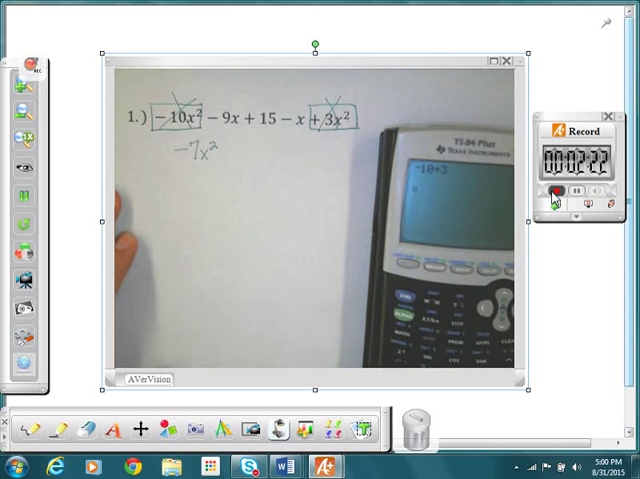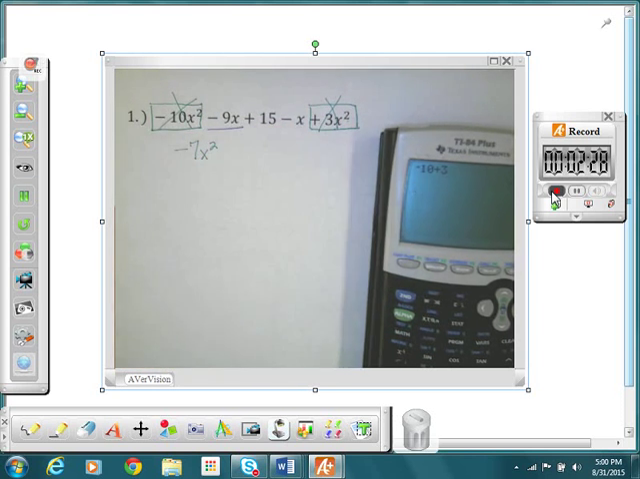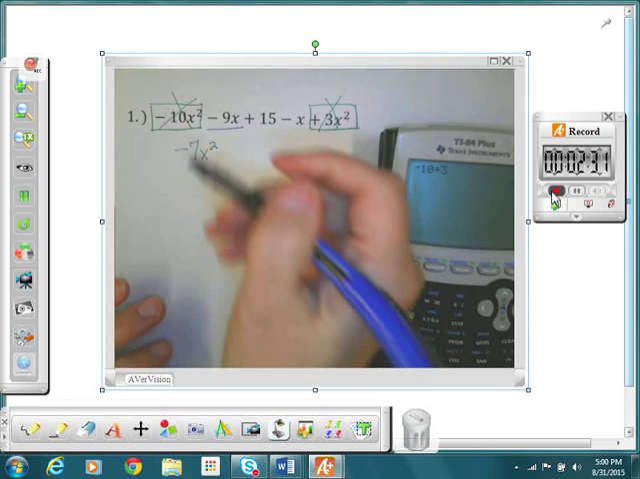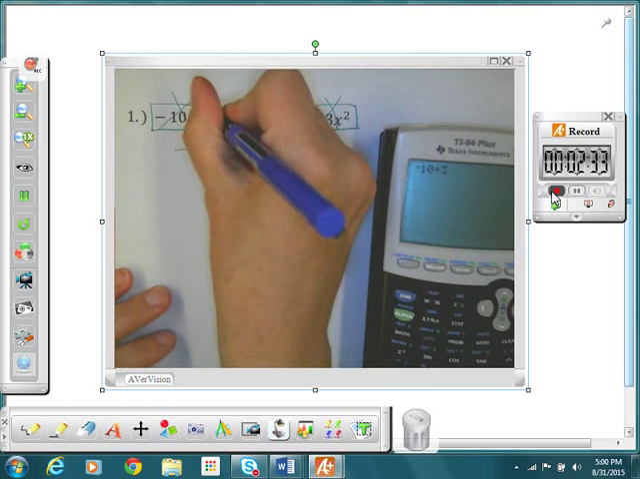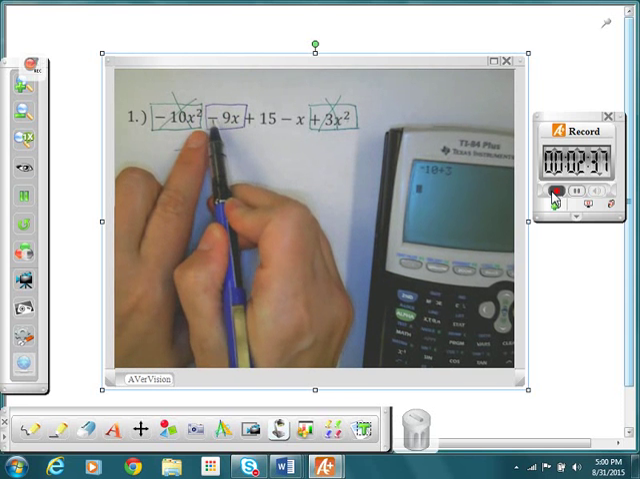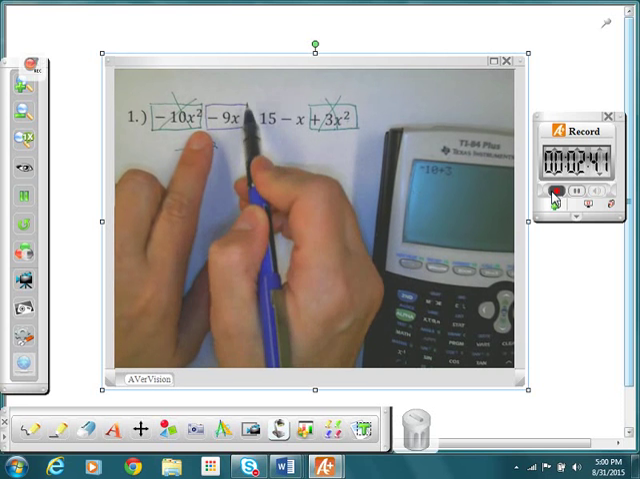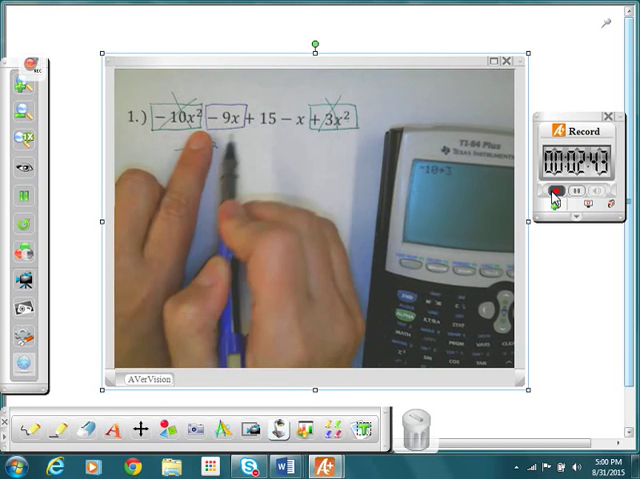Remember the order that we read, correct? Our next term is negative 9x. So what we're looking for, notice I'm going to box this off because we're going to include the sign. I'm looking for other terms that just have an x, and this x is raised to the first power. I'm looking for other terms that have just an x raised to the first power.